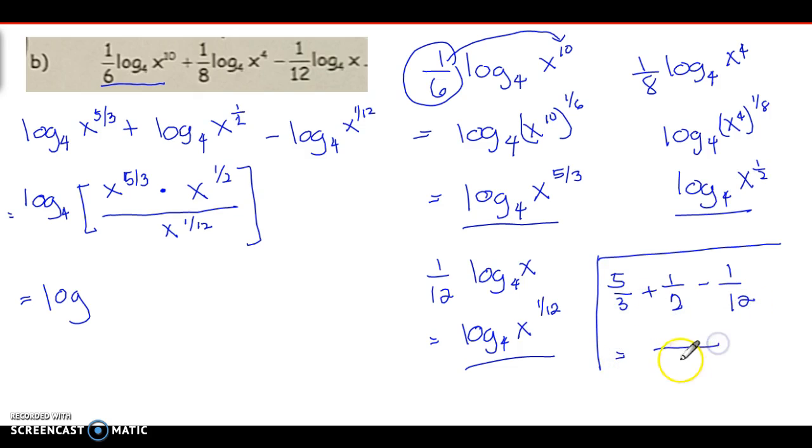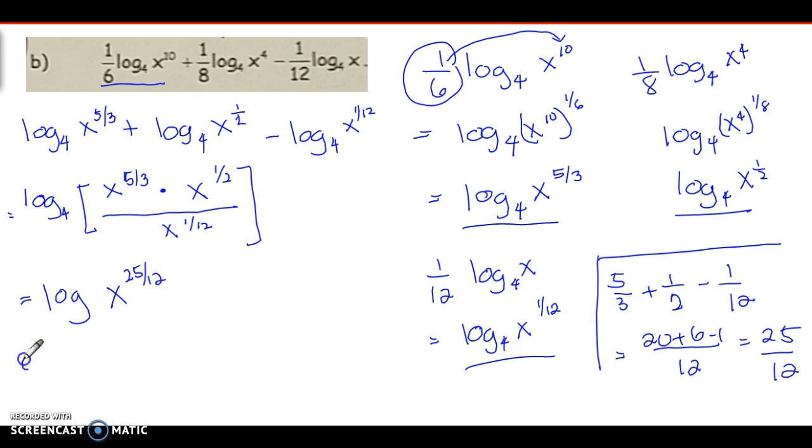Then your common denominator will be 12. 12 divided by 3 is 4 times 5, that's 20. Plus 6 minus 1, so that's 26 minus 1, 25 over 12. So now this becomes x to the power of 25 over 12.